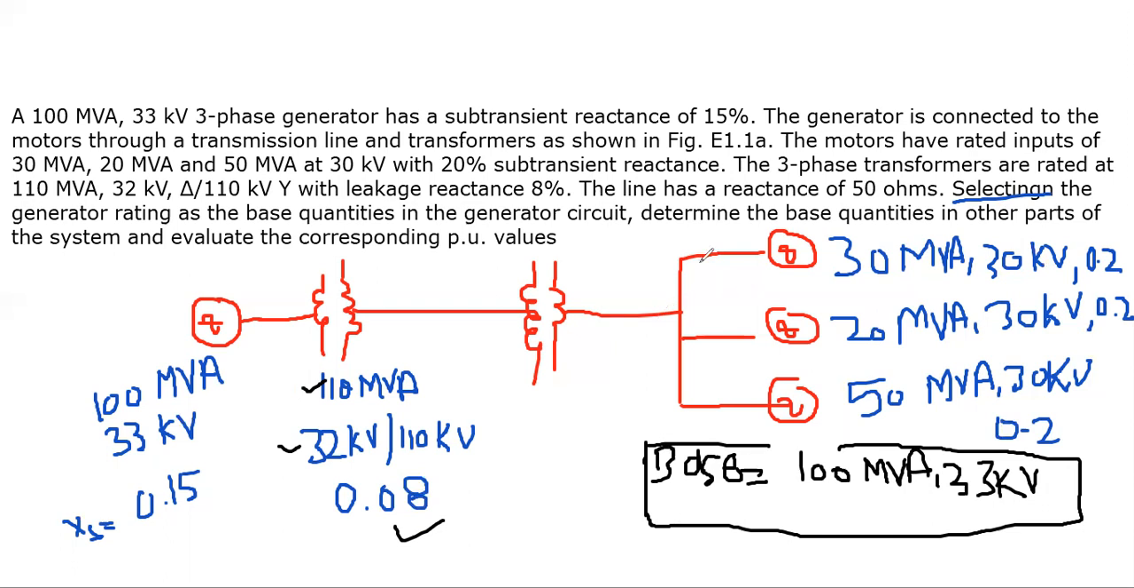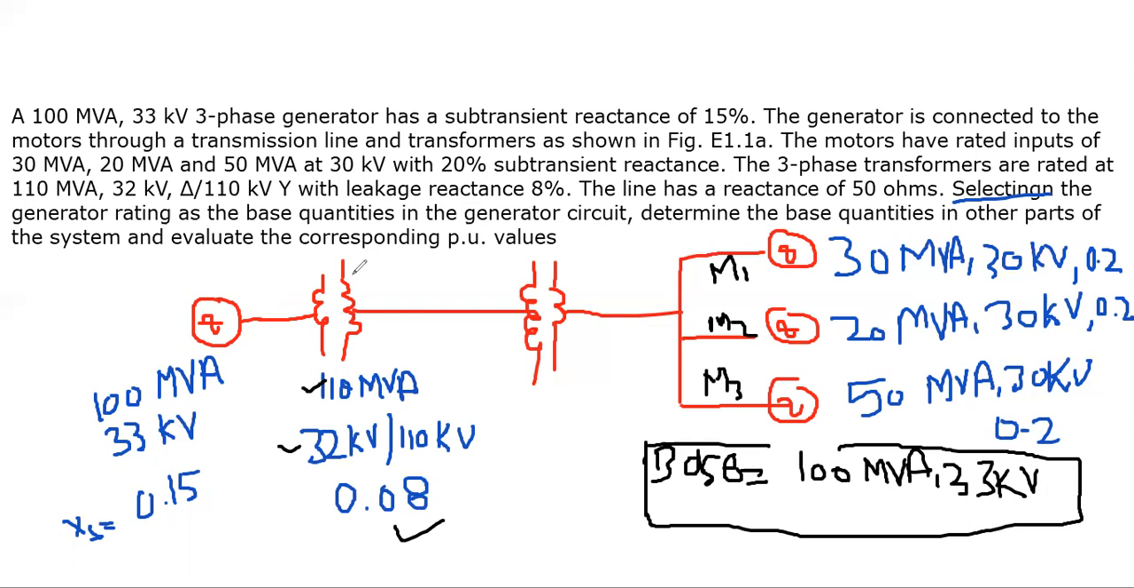And similarly for the motor 2, this is for the motor 1, and similarly for the motor 2, and in a very similar manner for the motor. Okay. So this is what we have to do. But first part is we have to choose the base quantity for the other part.